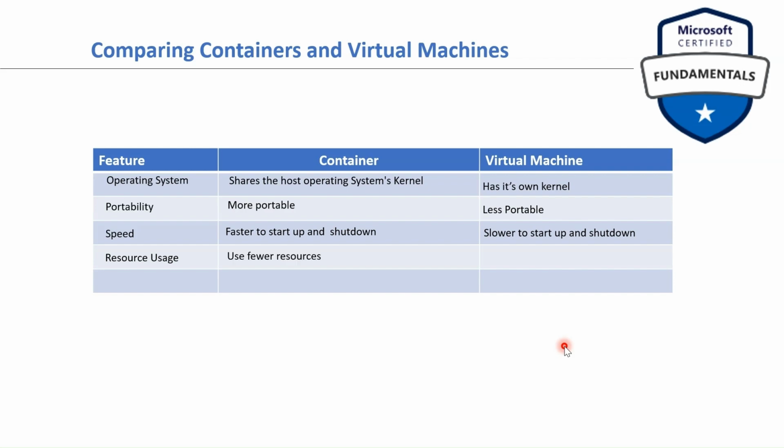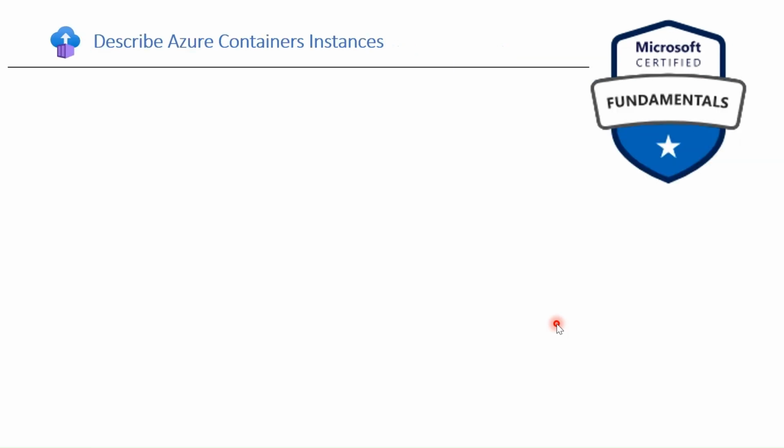Resource usage: containers use fewer resources, virtual machines use more resources. Use cases: containers are good for portable and scalable applications, virtual machines are good for isolated applications. Containers are good for portable and scalable applications, or applications that need a microservice architecture, whereas virtual machines are good for isolated applications where there is a requirement that the application exclusively needs the OS running on a virtual machine. Right. Now let's try to understand what is Azure Container Instance.